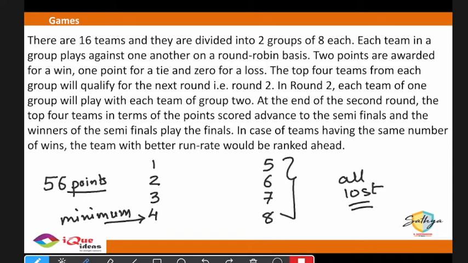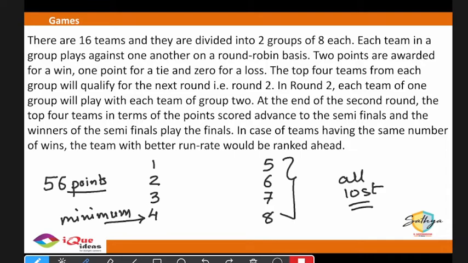Matches only in total in the group. Each team will play how many matches? We'll figure out. Come on. Everybody plays with everybody. So each team will play how many matches? Arre, equal number of matches only will be there, brother. Every team will play how many matches? There are 8 teams. I will not play with myself, I will play with everyone else. So each team is playing 7 matches, right?